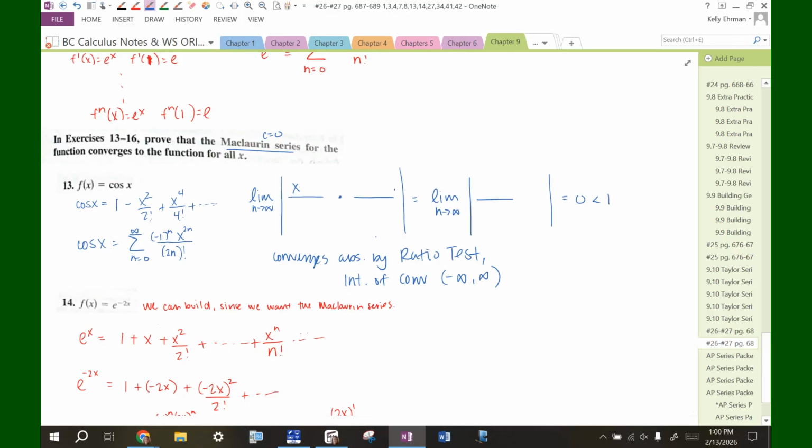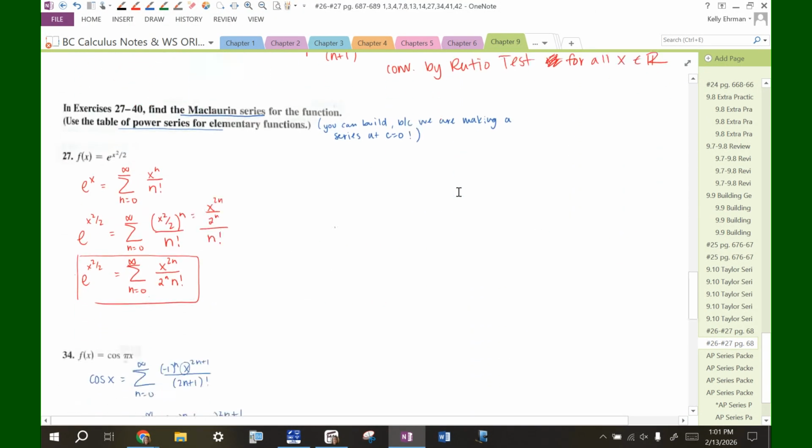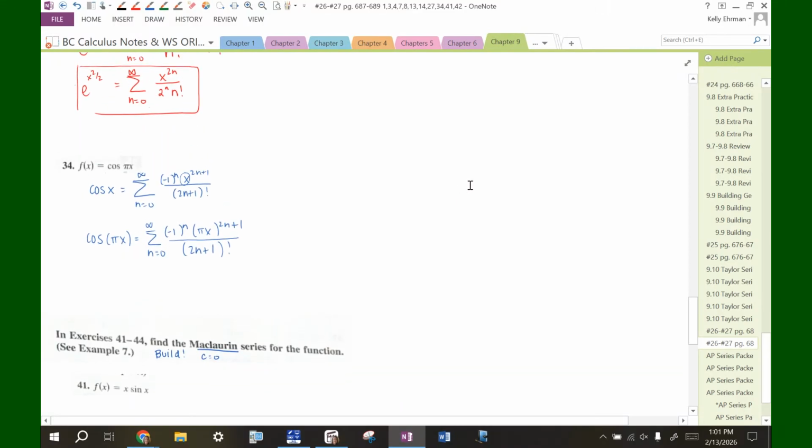Okay, so x to the 2n plus 2, because 2 times n plus 1, over 2n plus 2 factorial. 2n factorial here. We have x to the 2n here. So we're still going to have x squared. We're still going to have 2n plus 2 times 2n plus 1. Same conclusion. Which brings me back to this guy on number 34.